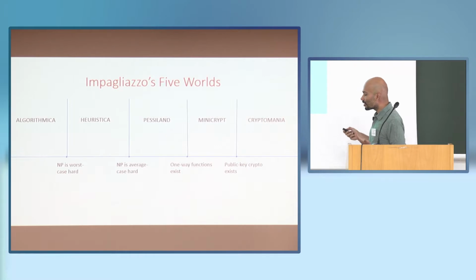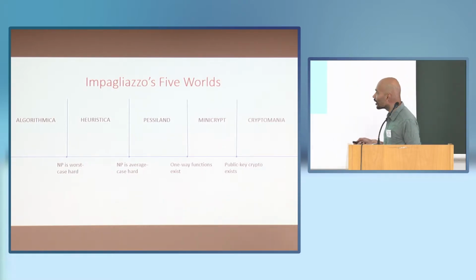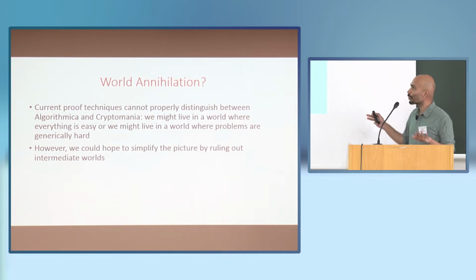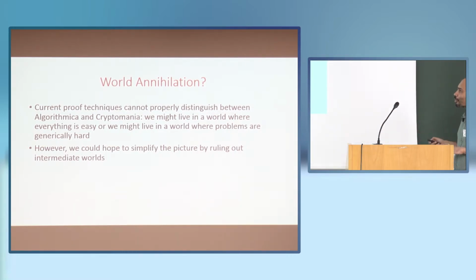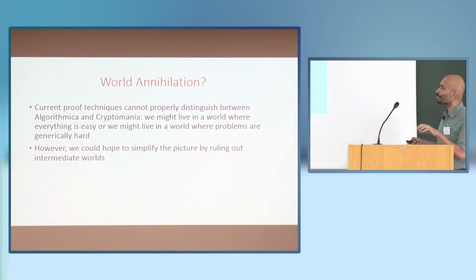And well, the question is, do we really need all these worlds? Which world do we live in? How much evidence can we get that we're living in one of these five worlds? So what we'd really like to do is annihilate a few worlds, get rid of a few of the worlds, and try to zone in on the true world that we live in.